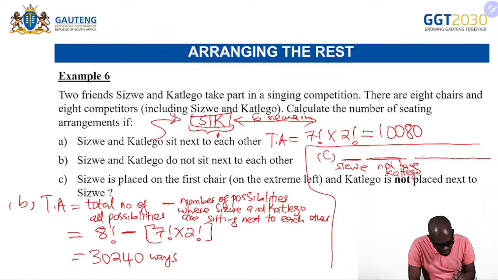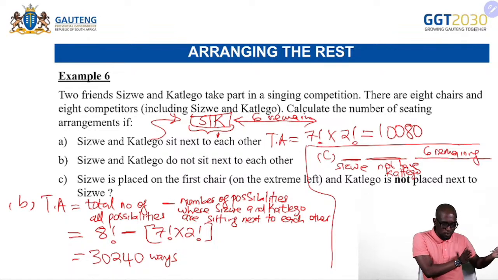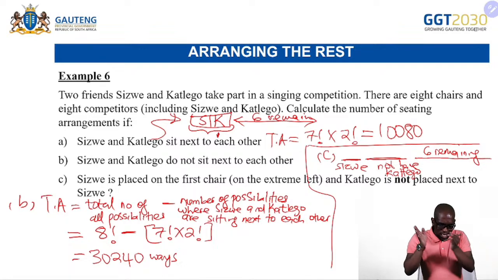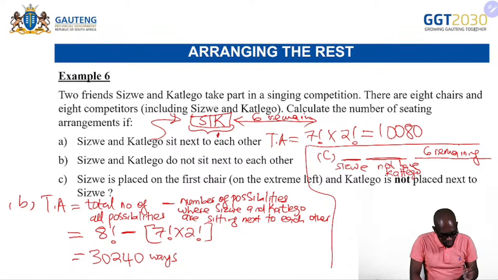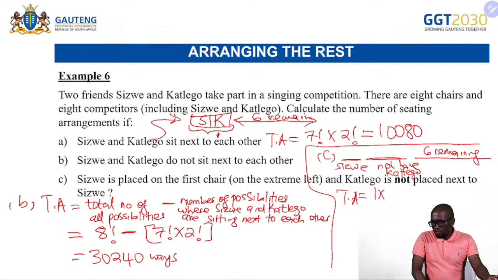How many participants will remain in this case? We would have 6 remaining, because in the first position it should be Sizwe. In the next position we should not have Katlego, and then in the last position we should be arranging the rest of the participants. So the total arrangement in this case would be given by, there's one option of having Sizwe in the first position.